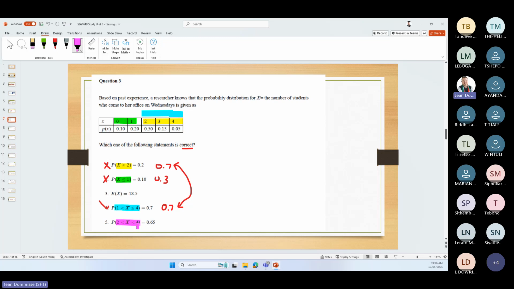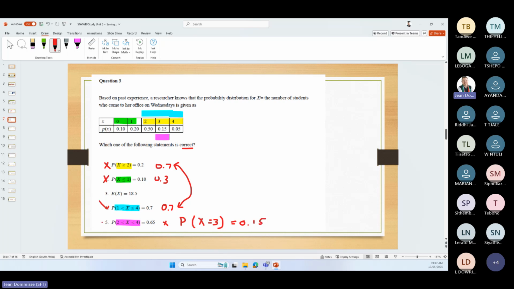So smaller than 4, so it does not include 4. Smaller than 4, bigger than 2, does not include 2. So actually, that could also have been set as something like x equal to 3. Okay, so that would have been exactly the same way of asking that question, and that is 0.15.